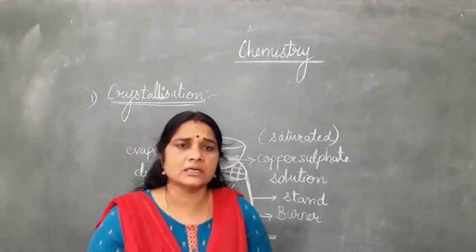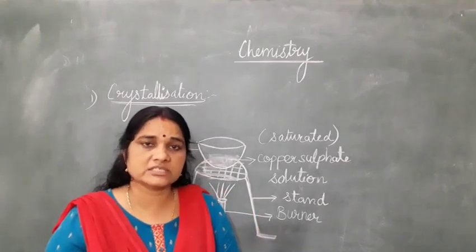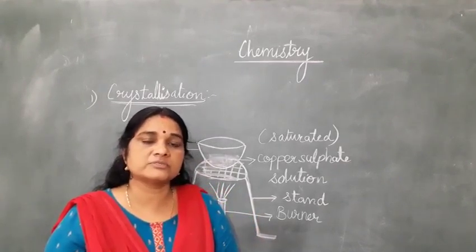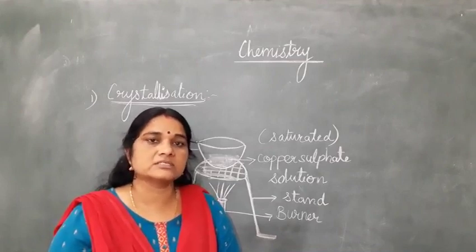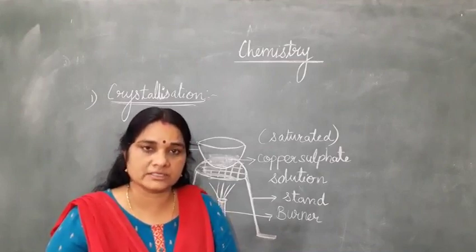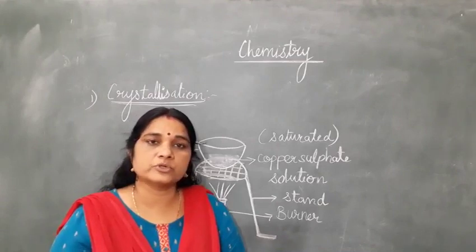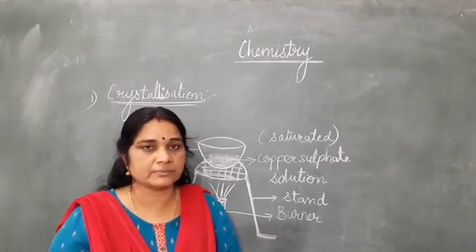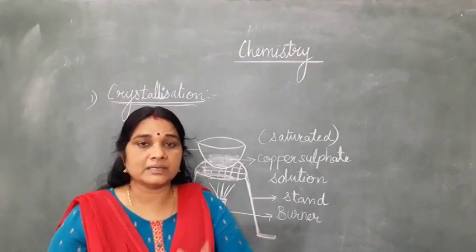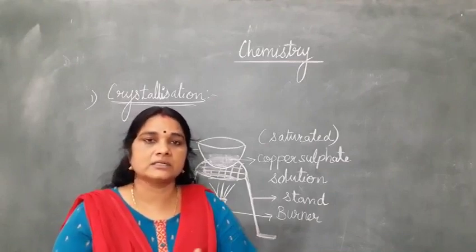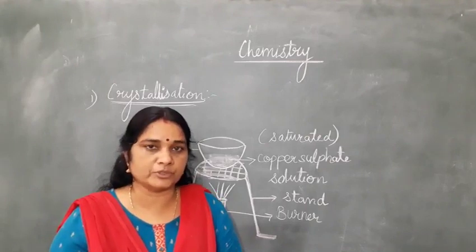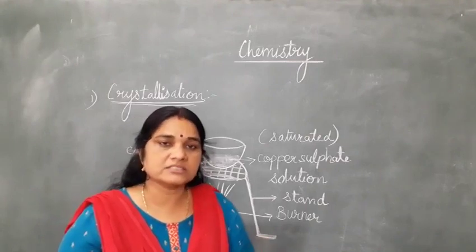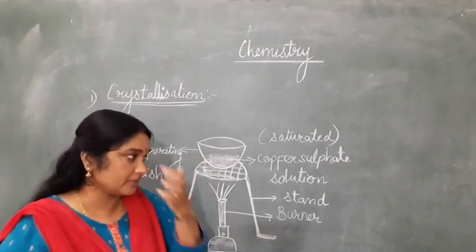Then we discussed distillation, where two miscible liquids can be separated, for example water and acetone, and petrol and kerosene can also be separated by this method. The main principle is that the liquids to be separated should have a large difference in their boiling points. Now let's see the other method of separation.